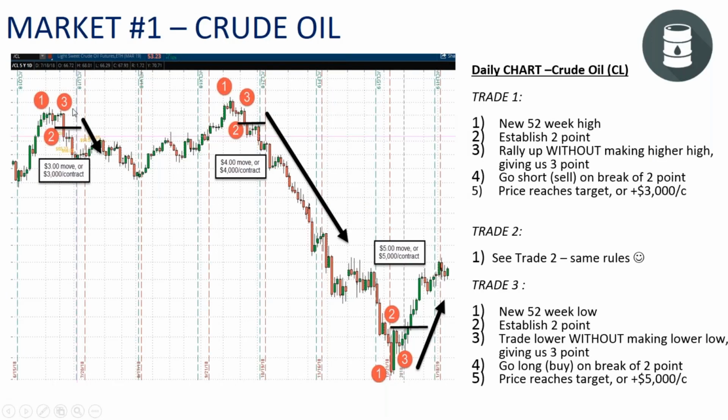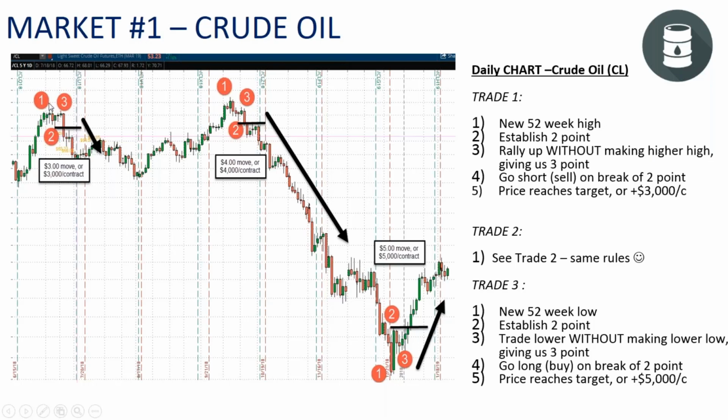Why? Because it's a 52-week high. I'm going to go through these examples on the chart. You can follow along with the text on the right, but I'm going to talk about this chart. So we have a 52-week high, gives us our new number 1 point. Then we have a 1, 2, 3. It's a smaller 1, 2, 3, but it is very valid. And we know in advance, again, where our entry is, where our risk is, and where our targets are, right?